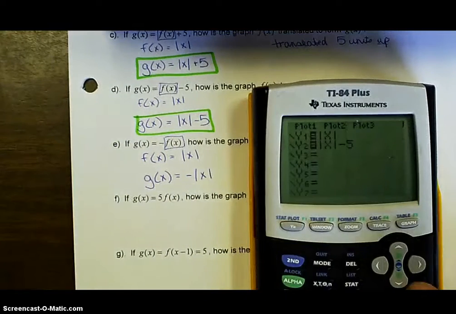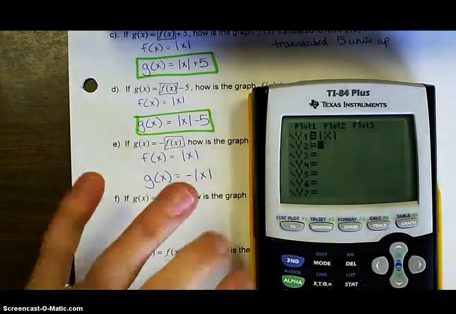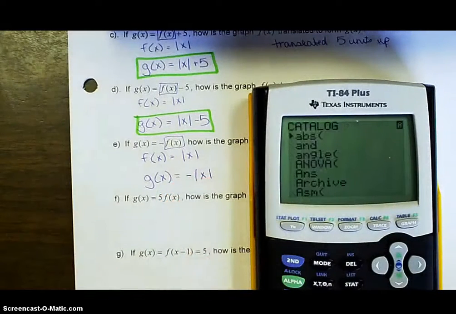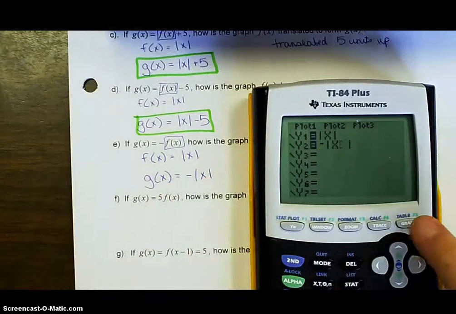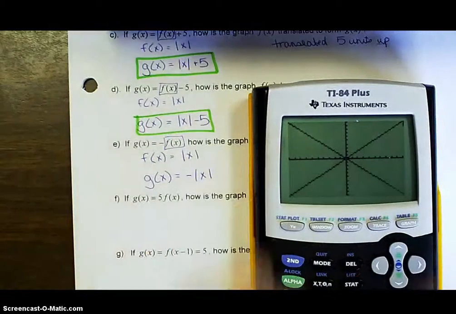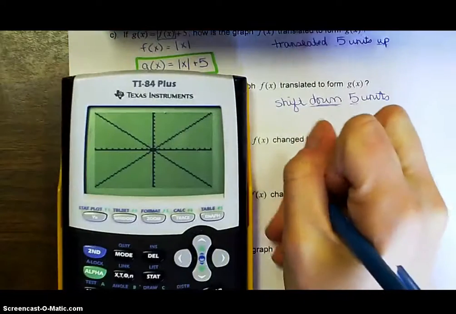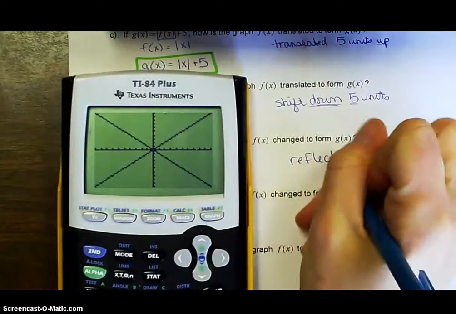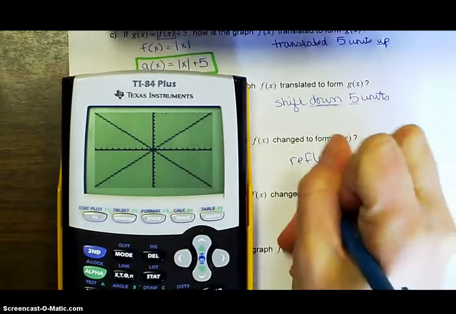And let's see what happens when we do that. So I'm going to go down and clear this out. So negative absolute value of x, and I'm going to hit graph. So there's my mother function, and there's my new one. So what happens? It reflected over the x-axis.